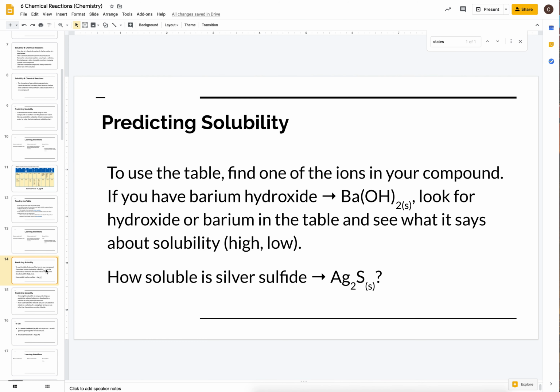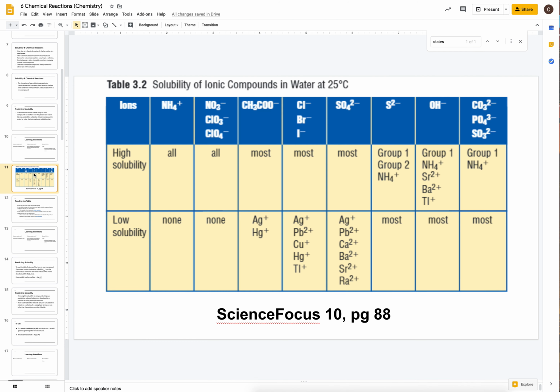What about a different compound? Let's look for silver sulfide. I'm going to do the same thing here. Even though silver sulfide is Ag2S, remember that the ions are not stuck together for the metal. There are two silvers, so we're just going to look for Ag+ individually, and then we need to also look for S2-. So looking across the top here, I don't see Ag+, but I do see S2-.